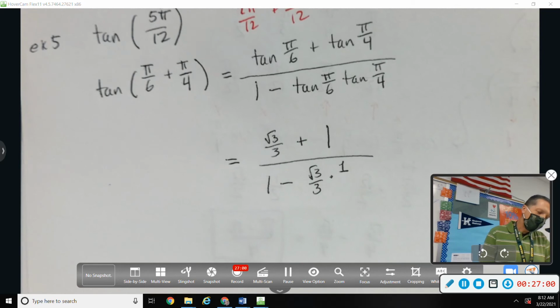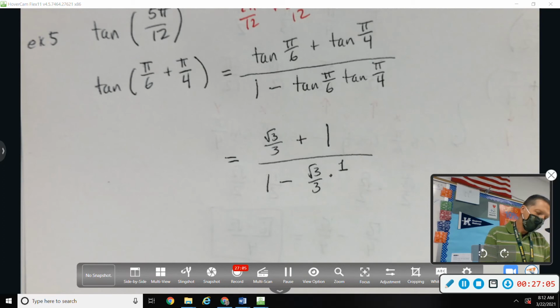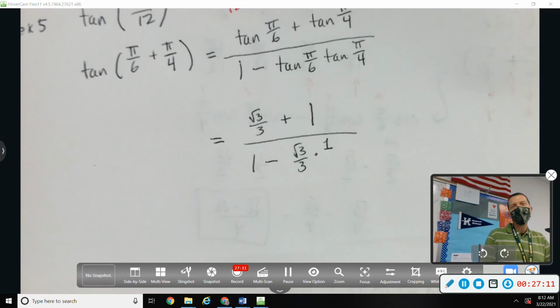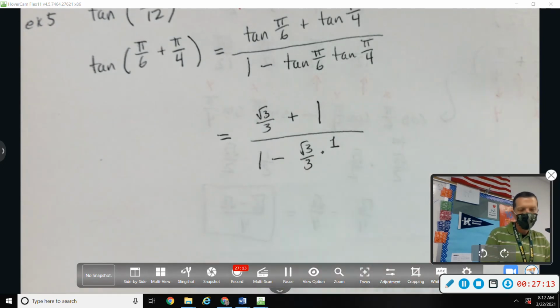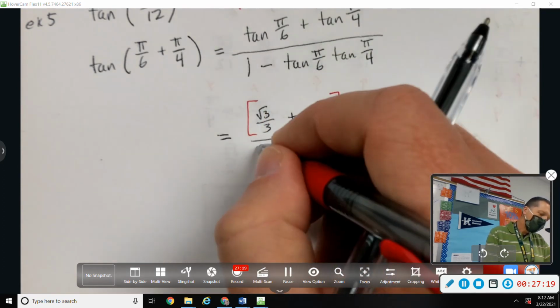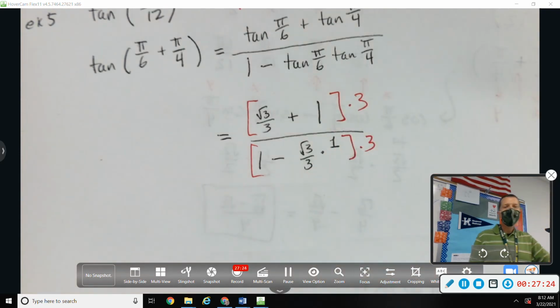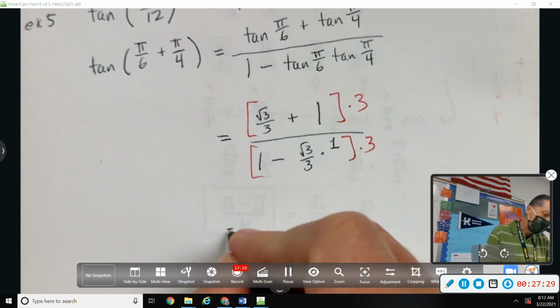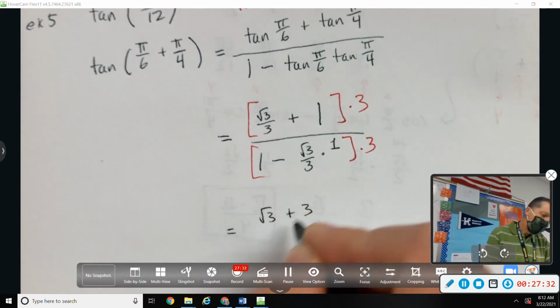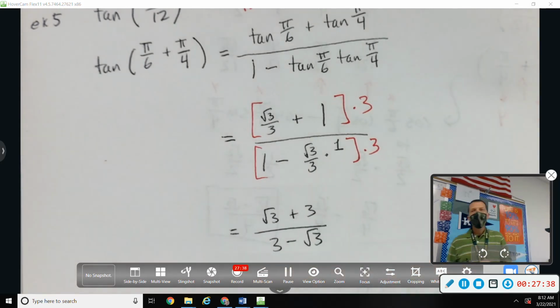So that's a mess, is what that is. Root 3 over 3 plus 1 over 1 minus root 3 over 3. So I got fractions and fractions, and I got a square root in the denominator. So I got to fix both of those things. To fix the fraction thing, that's easy. I'm going to multiply the top and the bottom by 3. That'll wipe out that denominator, so that'll fix the fraction and fraction part of this problem. So root 3 plus 3 over 3 minus root 3. So that's a little bit better.